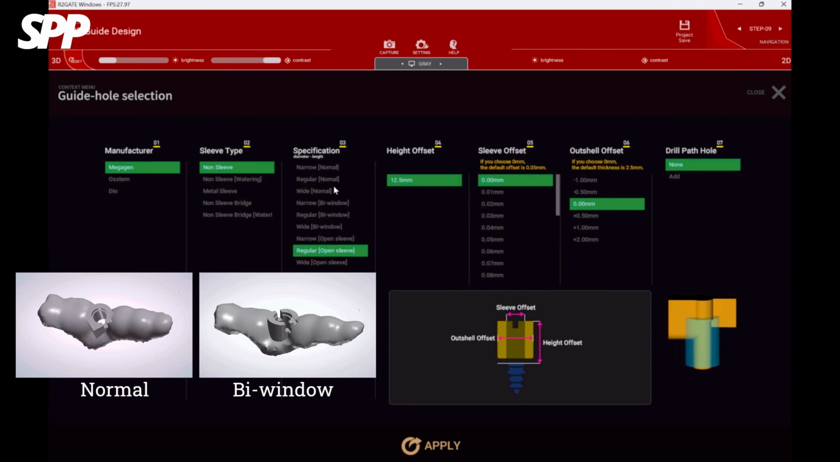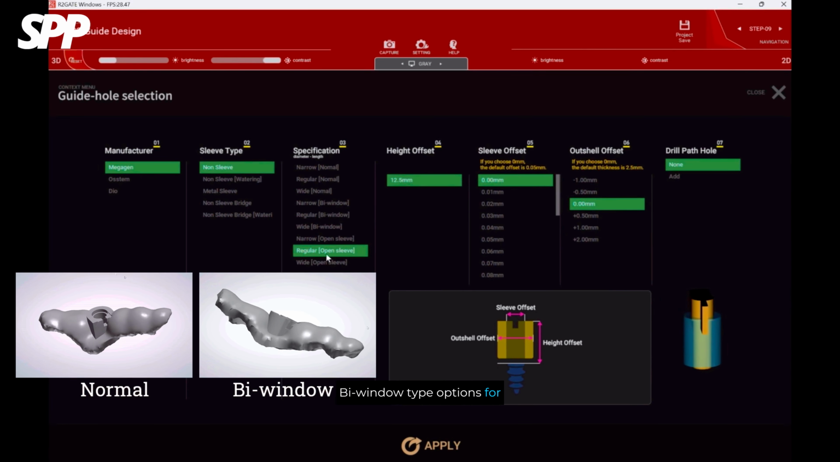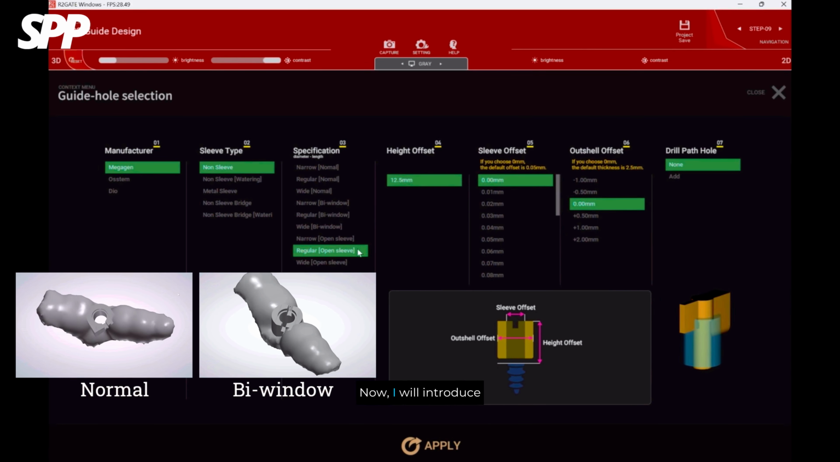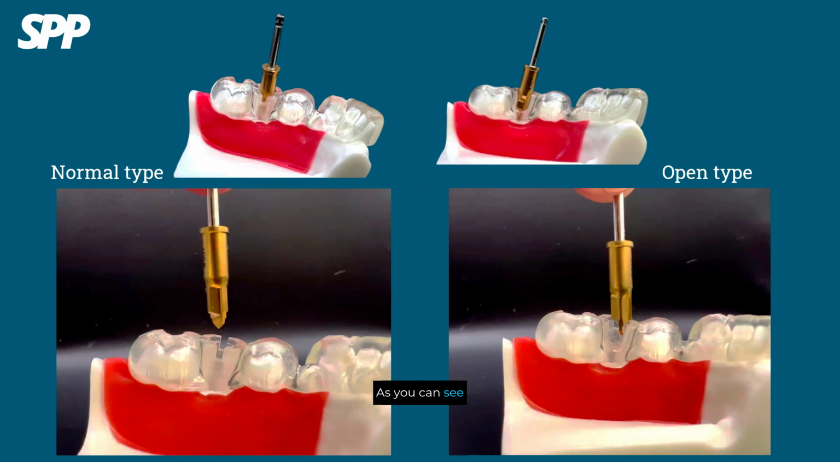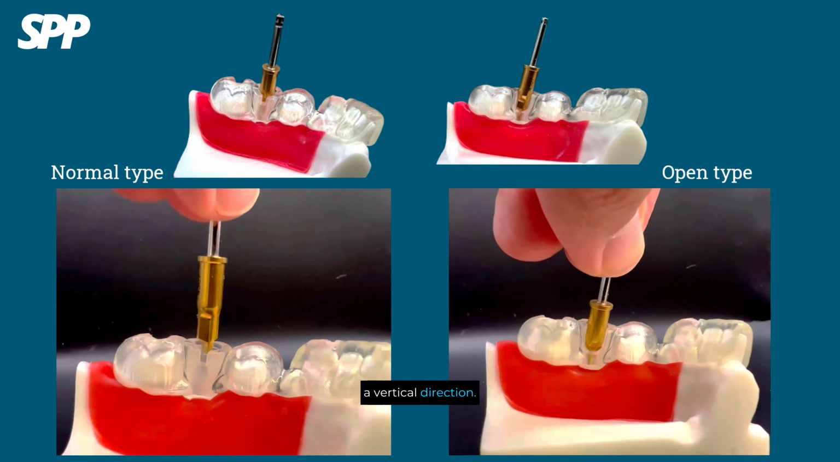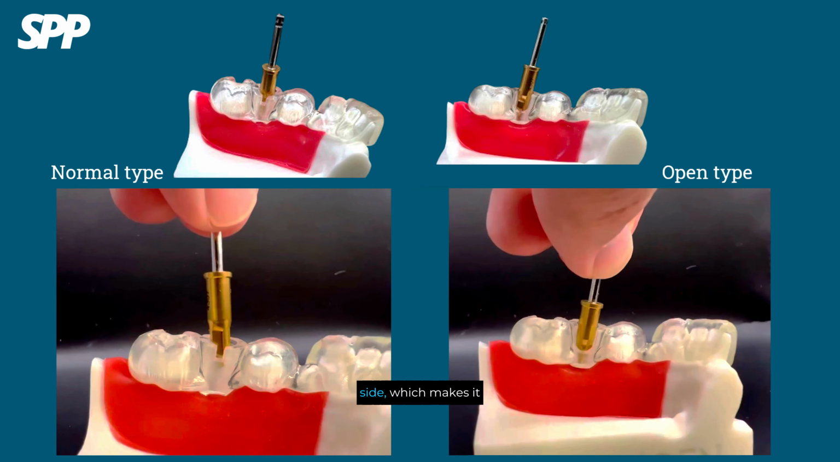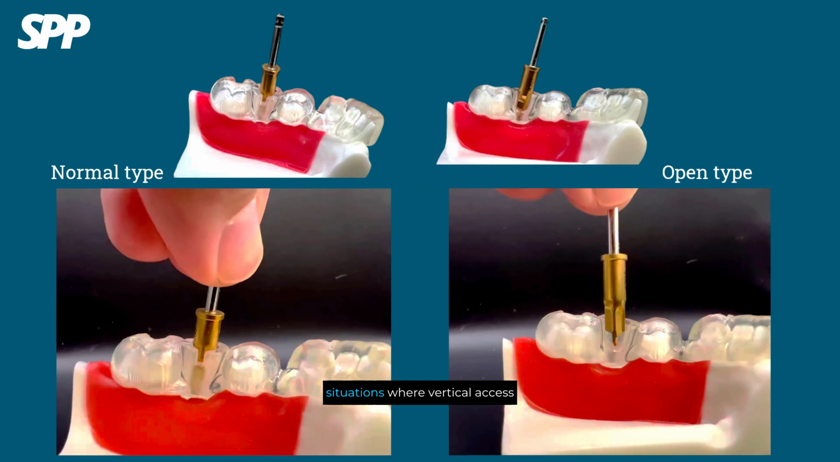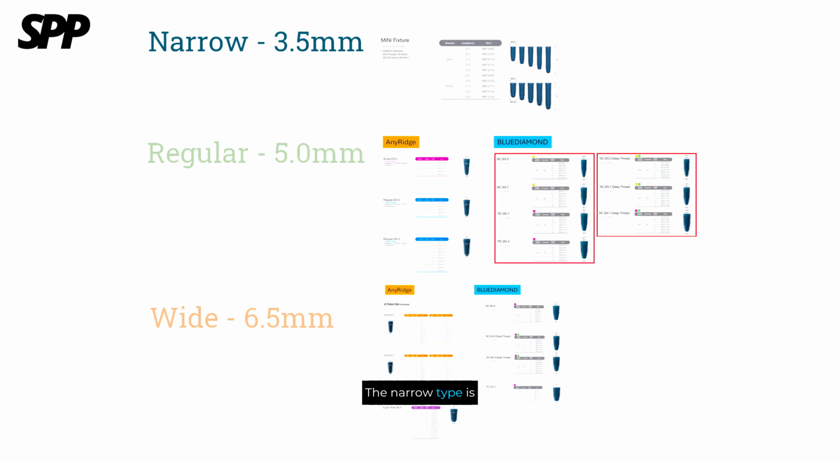In the previous session, I explained that there are normal type and bi-window type options for irrigation. Now, I will introduce what the open type is. As you can see in the video, the normal type requires access from the top in a vertical direction. However, the open type allows access from the side, which makes it easier to approach in situations where vertical access is limited. The narrow type is used for MegaGen mini implants.